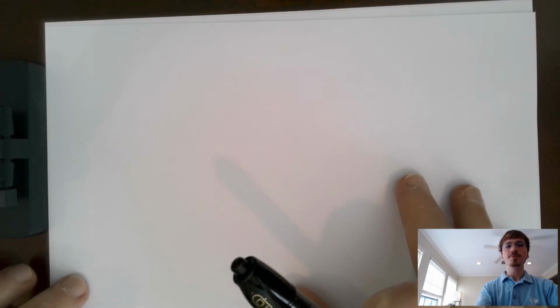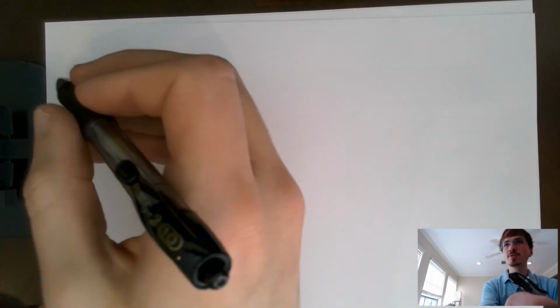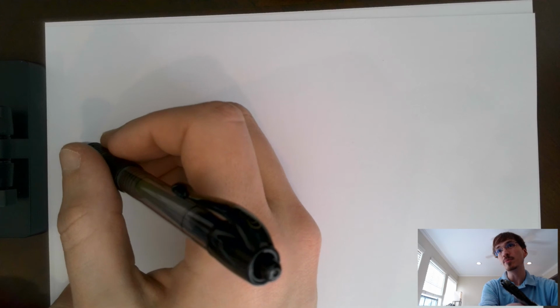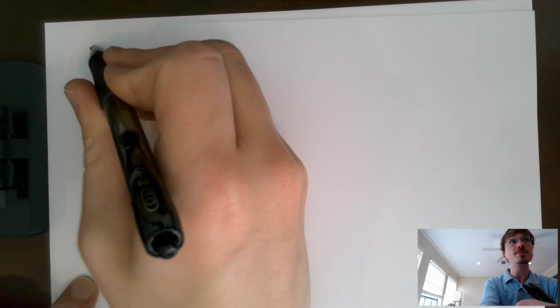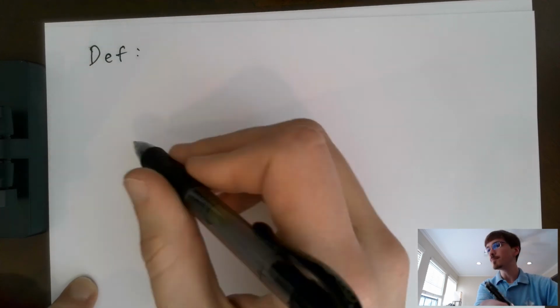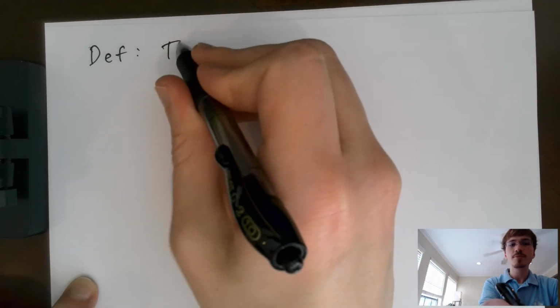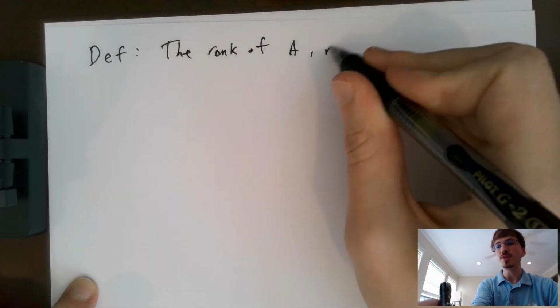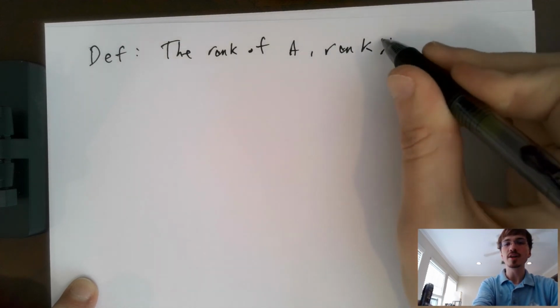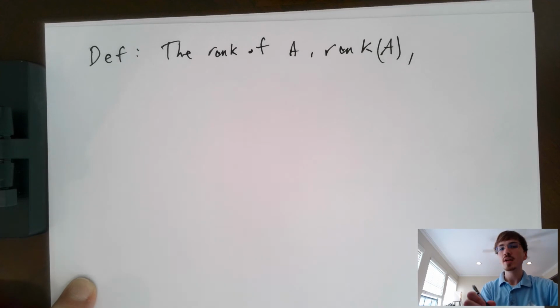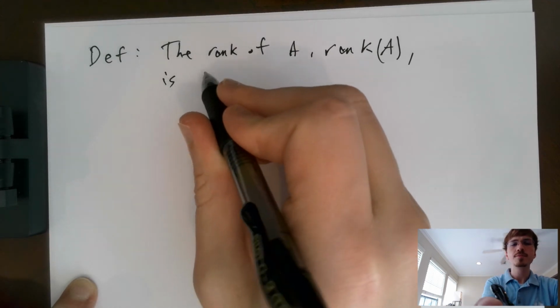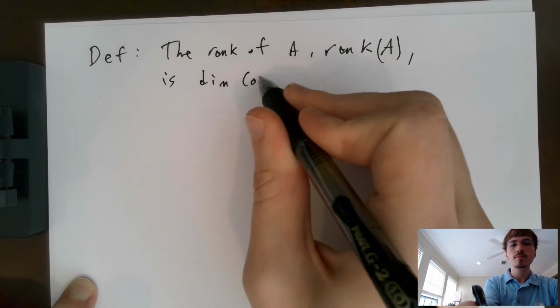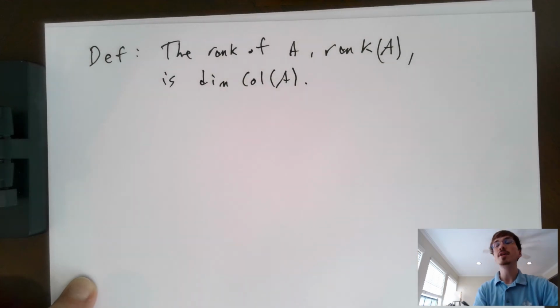All right, so let's define a fun word. We know that the dimension of a column space is going to be important for us with our last example, and with that we have a nice definition. It actually has a nice name. The rank of A, and we're going to usually denote this as just rank A, or rank of A if you want to write it as a function, is the dimension of the column space of A.